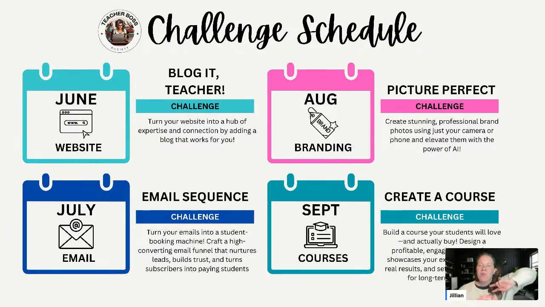Okay. We're going to switch this around a little bit. We were going to do blogging next, but I'm going to switch that with July. So in June, we're going to be doing the email sequence. So we're going to turn your emails into a student booking machine. I'm switching it, even though I really wanted to do the blogging challenge next because it's so much fun and it's probably my favorite challenge. We're going to switch it around and do email sequence.